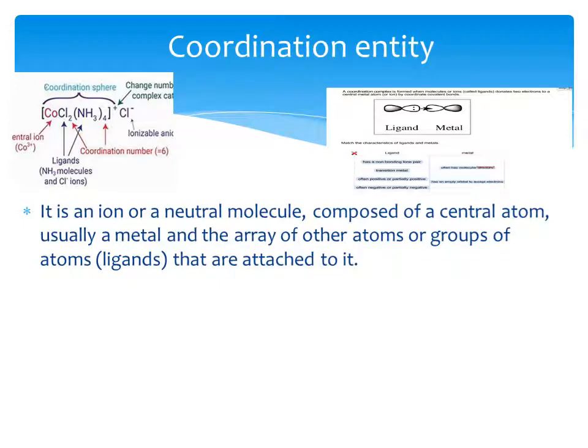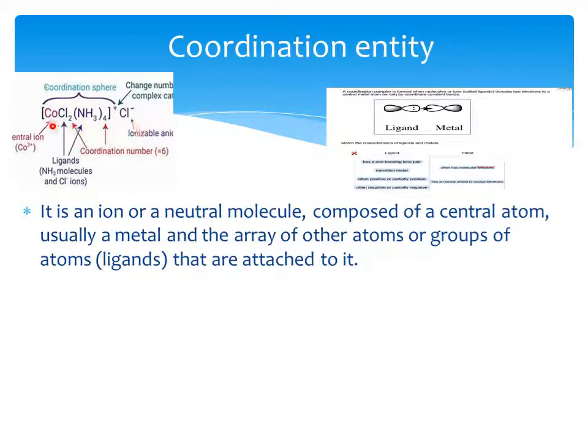One of the important terms in coordination compounds is coordination entity. This coordination entity is nothing but an ion or a neutral molecule composed of a central atom, usually a metal, and the array of other atoms or groups. That is nothing but the combination of the metal ion and the ligands. That is called a coordination entity.